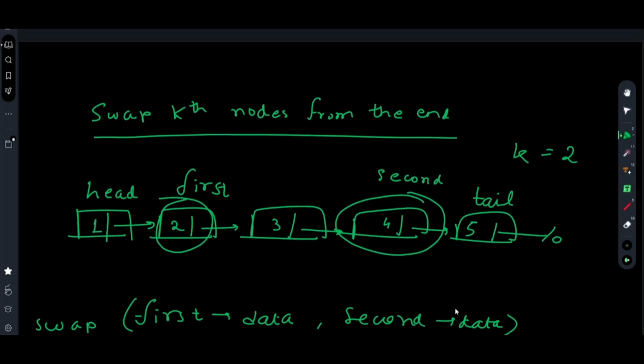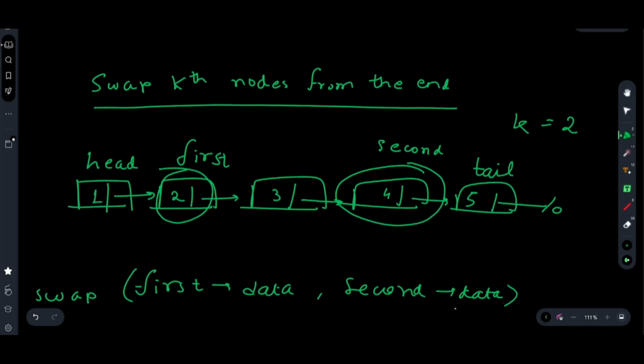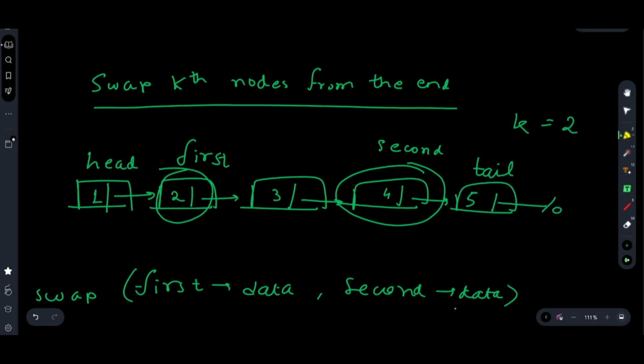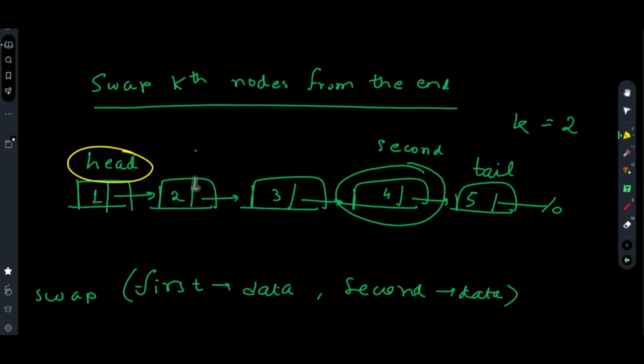Let us go to today's problem. Let us say the linked list is this particular linked list. This is the head as given here. This is the first node, and this is the second node, and this is the tail node. Let us say k is equal to 2.